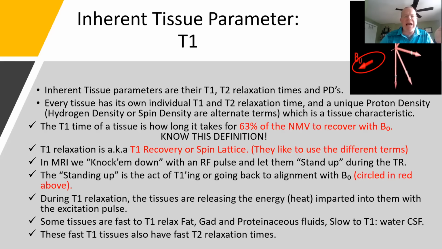So T1 time of a tissue is how long it takes for 63% of the net magnetization vector to recover. You've got to know that definition. T1: 63% has gone back to align back with B0. You've got to know that. I'll bet you a cup of coffee they're going to ask you that. You're going to see something about that.